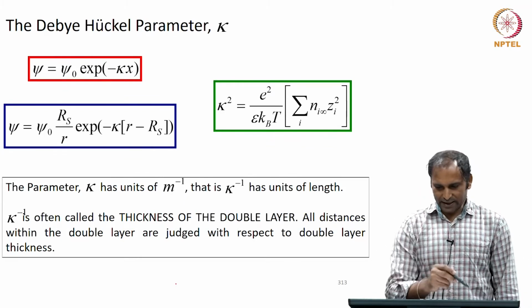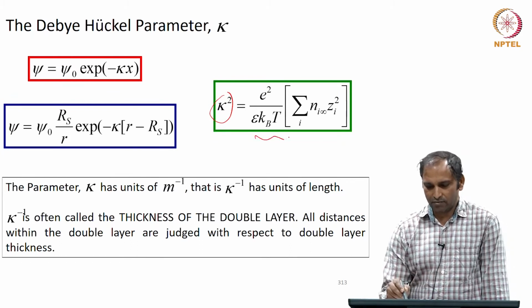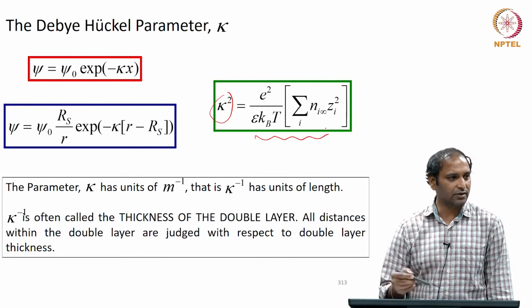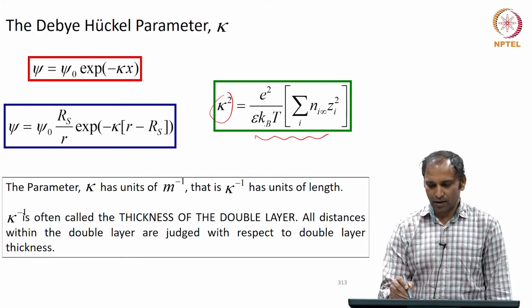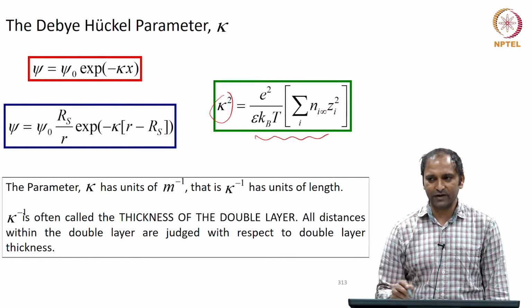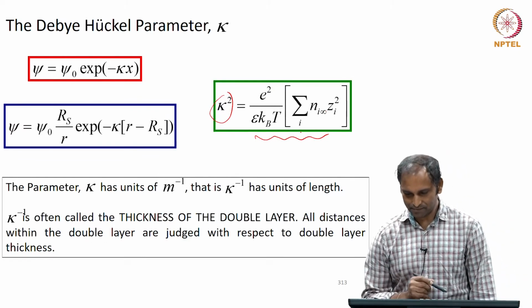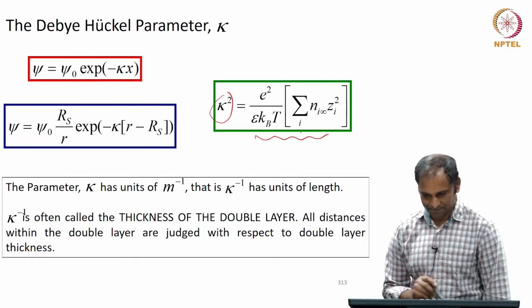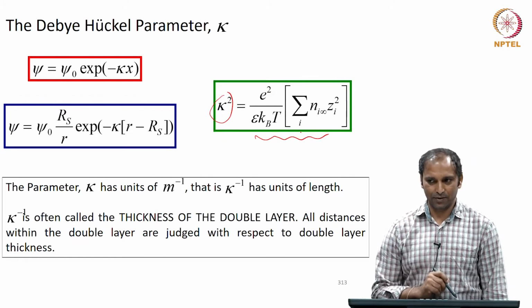Now, in these expressions, this kappa square, as it turns out during the simplification, comes out as epsilon square divided by E square divided by epsilon kBT multiplied by the summation of n_i infinity z_i square. Let us look at what is the unit of kappa. What do you think is the unit of kappa?